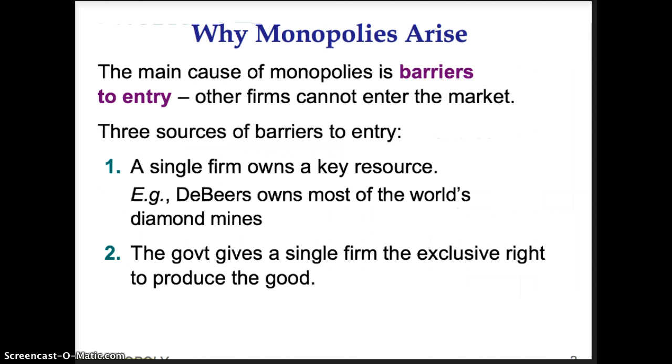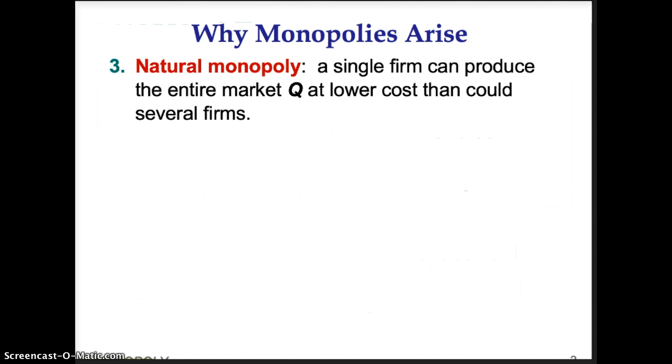2. The government gives a single firm the exclusive right to produce the good, which occurs due to patents and copyright laws. 3. Natural monopoly, which is when a single firm can produce the entire market quantity at a lower cost than several firms could. This is common with public utilities.